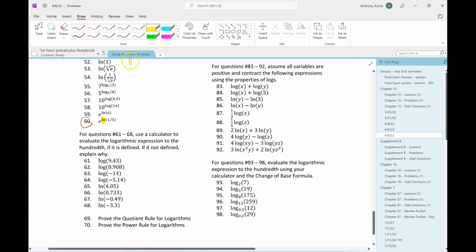Log with no subscript is log base 10, or it has base 10. ln is log base e. But the point of that is that this log, or this exponent base, matches that log base. So they just cancel, and I'm left with just 1/5. That's what that property 4 from last time would be telling us. Which is lovely. So easy.